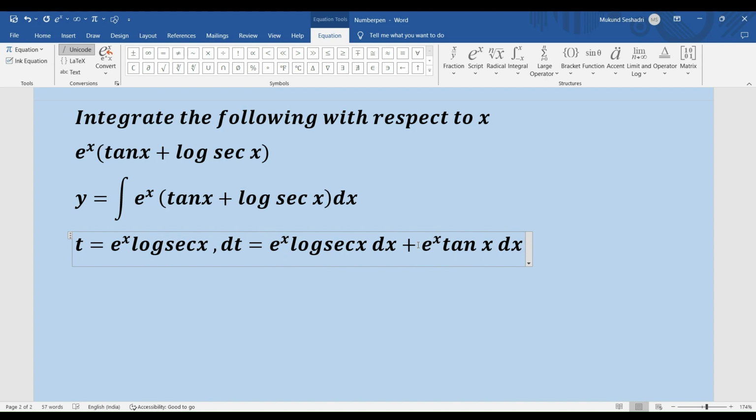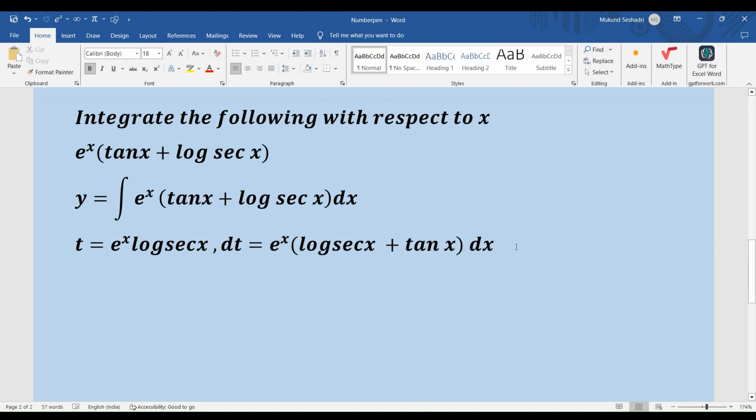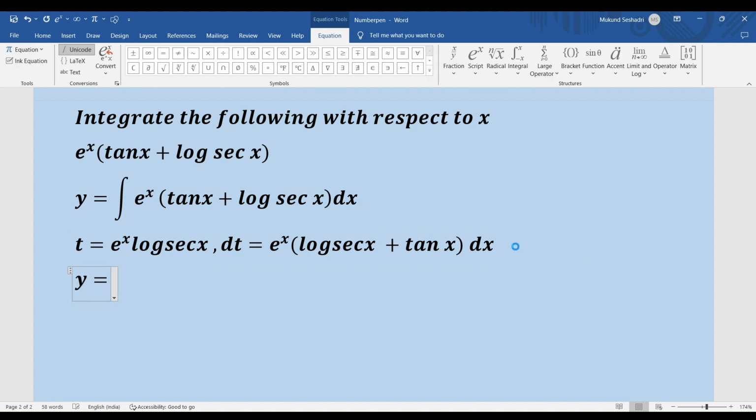This is what we have when I make the substitution t equals e to the power x log of secant x, my dt equals, and this is where I know that my e to the power x is common and so is dx. Therefore, I can rewrite this as e to the power x times log of secant x plus tan x times dx, right? Now you see, am I in a position to make my y a lot simpler than what it looks like by making this particular substitution? The answer is yes. Let's do that substitution.